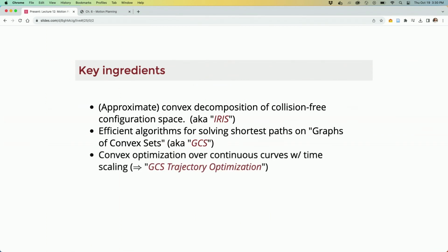And putting it together is trying to show that we can transcribe the motion planning problem of continuous curves with time scaling and everything, this trajectory optimization problem, into this graph of convex sets using the IRIS regions. So I have a few slides and pictures I'll draw on the board to talk through that.